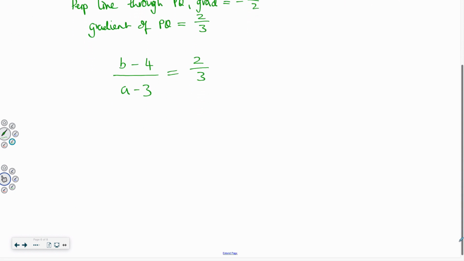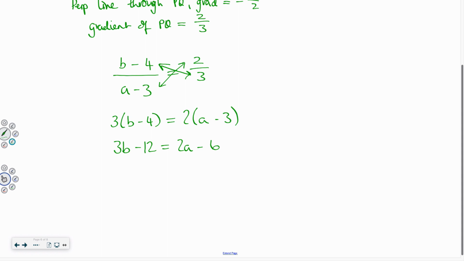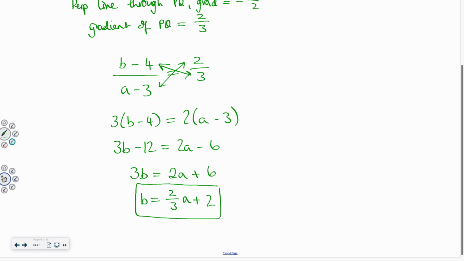Now what we can do is rearrange and solve an equation for b in terms of a. If we cross multiply, we're going to have 3 lots of b minus 4 is equal to 2 lots of a minus 3. So that's 3b minus 12 is equal to 2a minus 6. Then we want b on its own because we want b in terms of a. So if we add 12 to both sides, 3b will equal 2a plus 6. And if we divide by 3, b will equal 2 over 3 a, and then 6 divided by 3 is just 2. And that is our equation of b in terms of a.